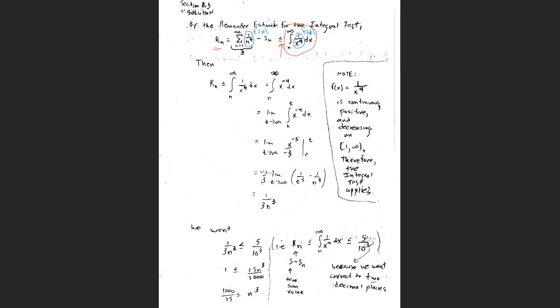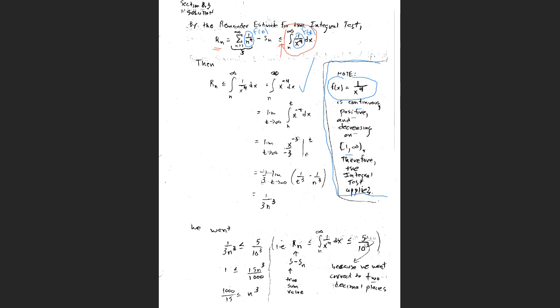One thing I'll mention here, just as a side note, is that you use the integral test only when the integral test applies. The fact is that this function, 1 over x to the fourth, is continuous, positive, and decreasing over the interval 1 to infinity. Therefore, we can use the integral test, and so we can use the remainder estimate for the integral test. So let's go ahead and figure out this improper integral.